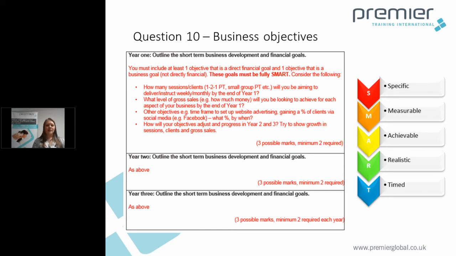Consider the things that are really important to your business. If you want to have a website up and running, I would suggest it's important to do that early on rather than wait until year 3. You do need 2 marks for each year in order to meet the minimum for this question. So please make sure those goals are SMART and you have 1 financial and 1 development goal. Again, refer to the example if you're unsure. You will be writing SMART goals throughout the rest of your course, so you can always chat to your course tutor if you do need some additional help with writing SMART goals for your business.